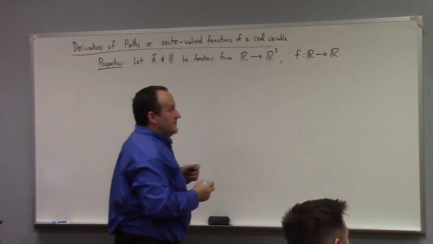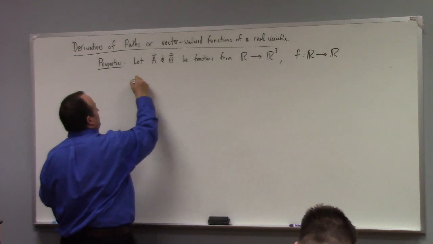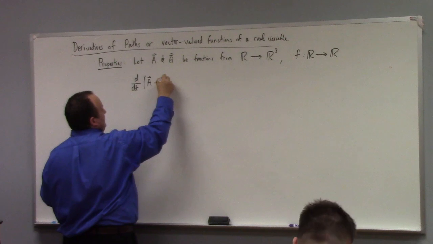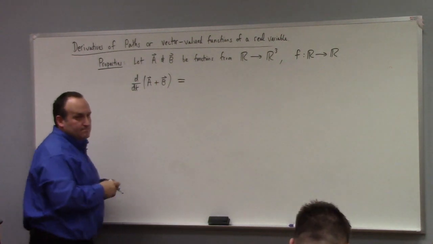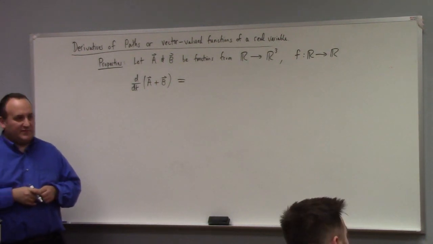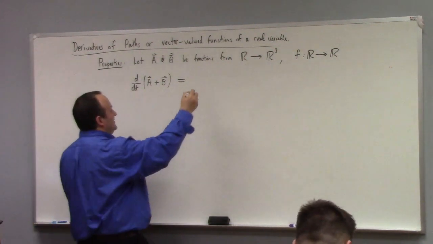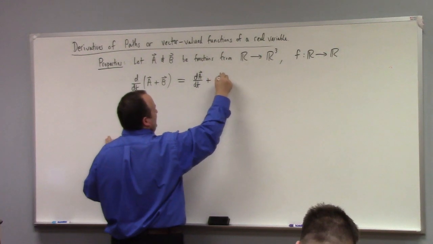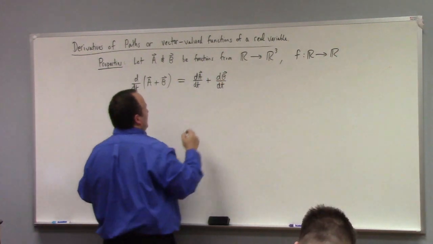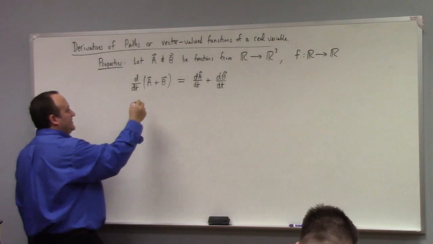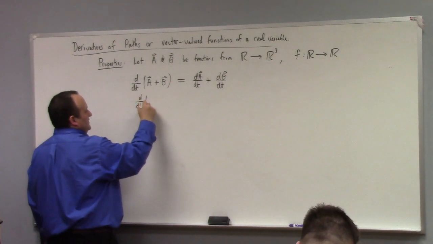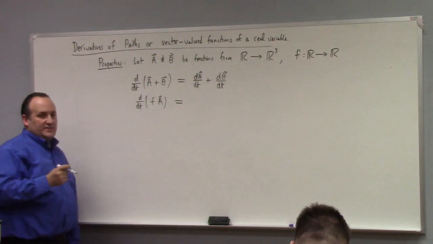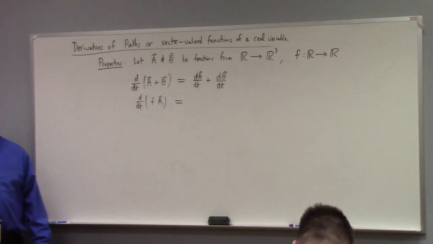So in particular, here we go. d/dt of A plus B. What if you take the sum of two vector-valued functions of time? Guess what? The derivative of a sum is the sum of the derivatives. So that's pretty nice, really not that surprising. How about if you've got a scalar function of time multiplying A, like d/dt of fA? How does that go? Notice that f is a function of time. What do you think the rule is going to be?